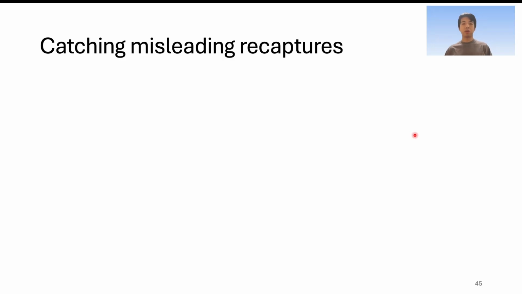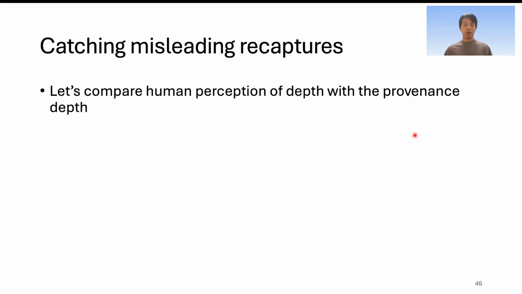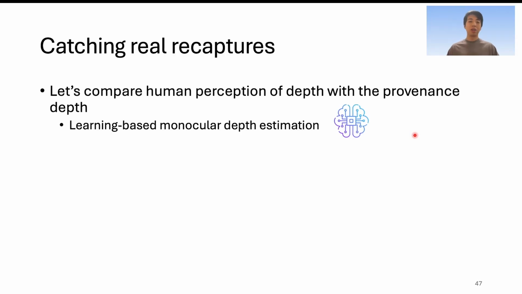So what we want here is to only catch those real recaptures. And how about we compare human perceptual depths with provenance depths? Whenever we agree with each other, then great. But whenever we disagree with the provenance depths, then, well, there must be something wrong. Apparently, we can't compare human perceptual depths with provenance depths every single time we look at a photo or a video frame, and that's why we leverage a learning-based monocular depth estimation algorithm, where we use it to estimate human perceptual depths.